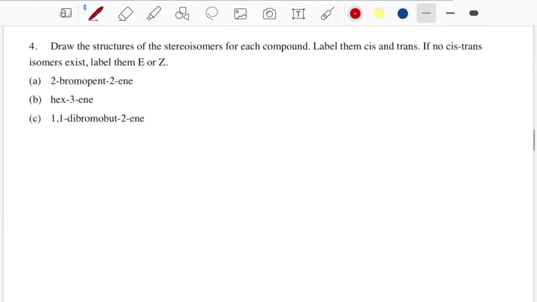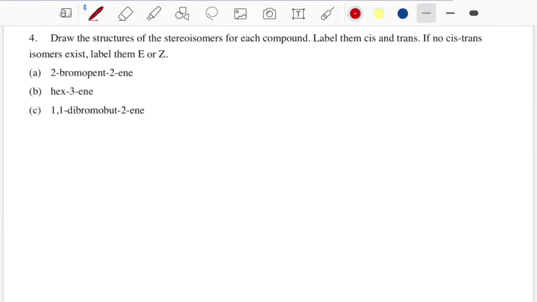Then the next one. This one is a bit challenging. Draw the structure of the stereoisomers for each compound, and label them cis and trans. If no cis and trans isomers exist, label them E or Z. Let's work out the first example.